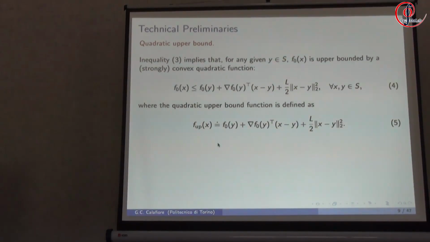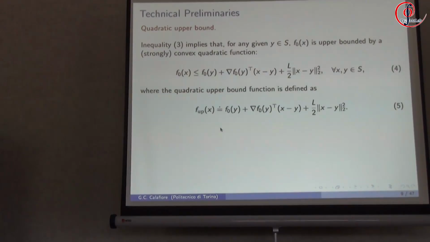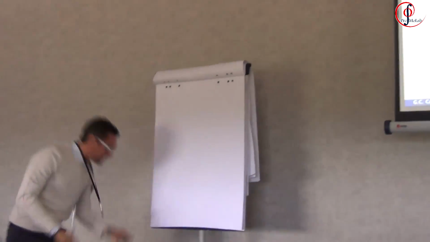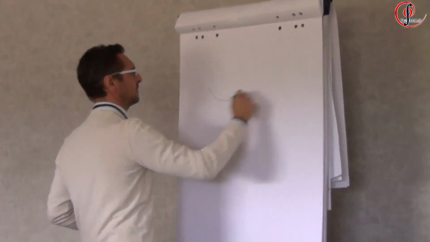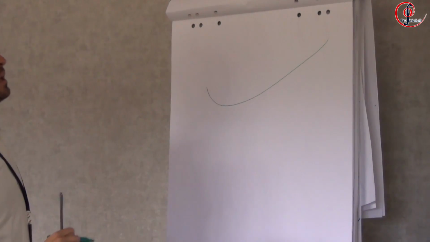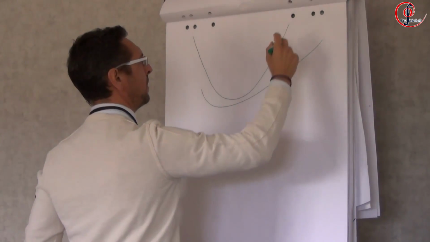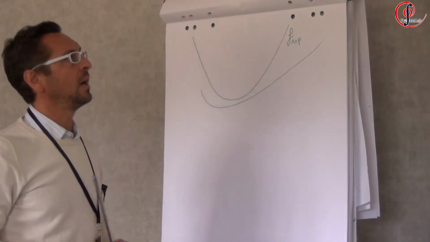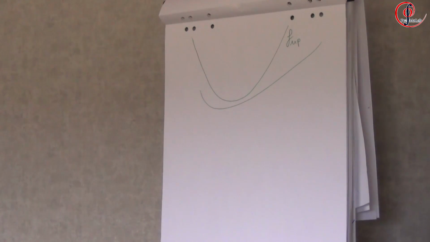So it means that under that Lipschitz condition on the gradient, our function will be upper bounded everywhere by some, let me call it f up, quadratic function. And this f up is exactly this quadratic function.